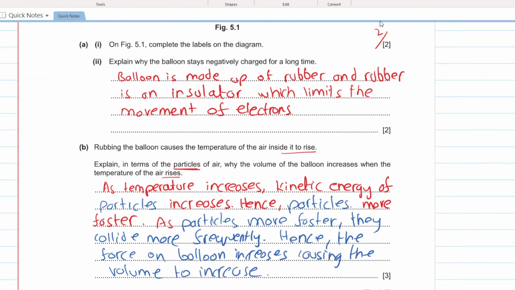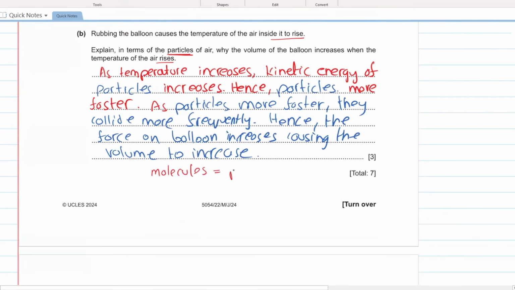Simple. Molecules and particles are the same thing, but in physics, whenever you are writing an answer, it is preferred that you use the keyword particles.